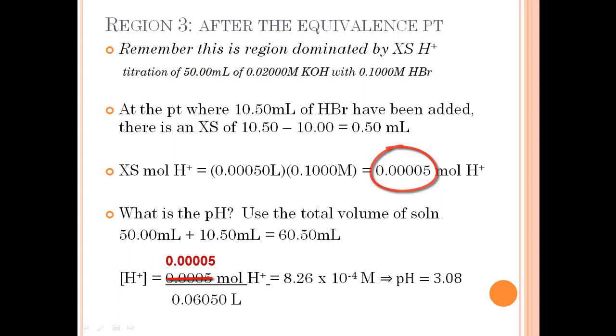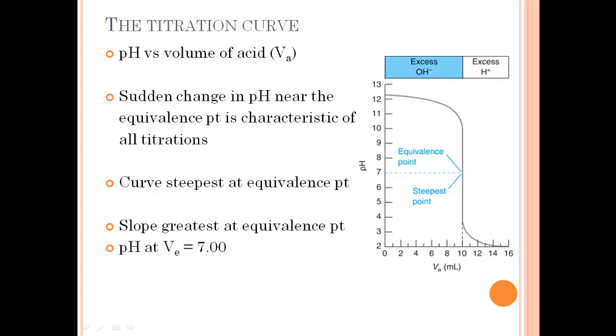0.00005 moles divided by the total volume of the solution, which is 60.5 mL or 0.06050 liters. That gives you a total concentration of H+ of 8.26 times 10 to the negative 4 molar, which of course you can convert into pH, giving you 3.08. So the whole point, like I said before, is to create this curve.